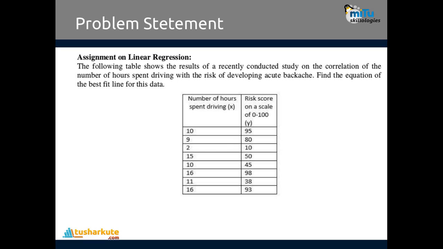The following table shows the result of a recently conducted study on the correlation of the number of hours spent driving with the risk score of developing acute backache. Find the equation of best fit line for this data. You can see this table. The number of hours spent driving values are given, and the risk score is on a scale from 0 to 100. So we just have to form a relationship between these two kinds of variables, where x is the input and y is the output.